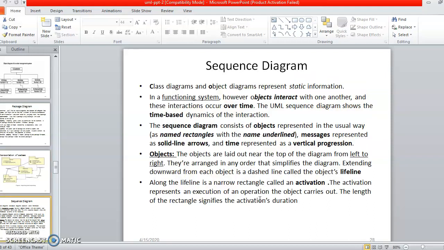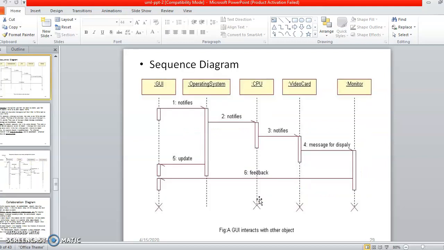Next one is the sequence diagram. Class diagrams and object diagrams represent static information in a functioning system. However, objects interact with one another and this interaction occurs over time. The UML sequence diagram shows the time-based dynamics of interaction. The sequence diagram consists of objects represented in the usual way. Messages are represented by solid lines with arrows, and time is represented by a vertical progression. So this figure shows a sequence diagram. See, some horizontal as well as vertical lines are there.